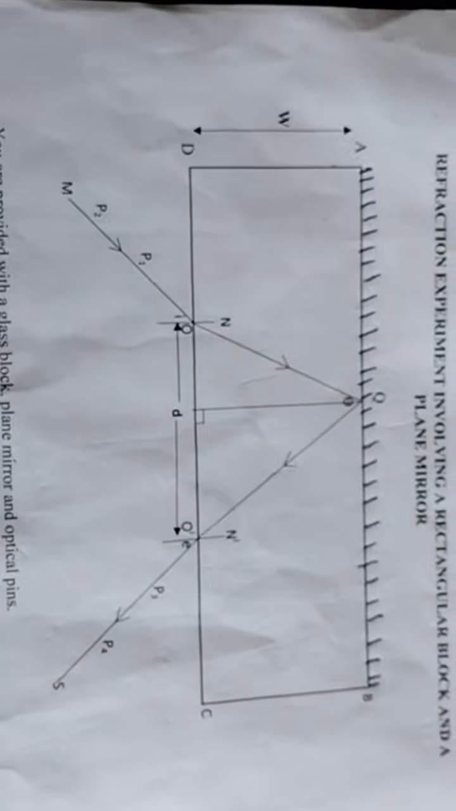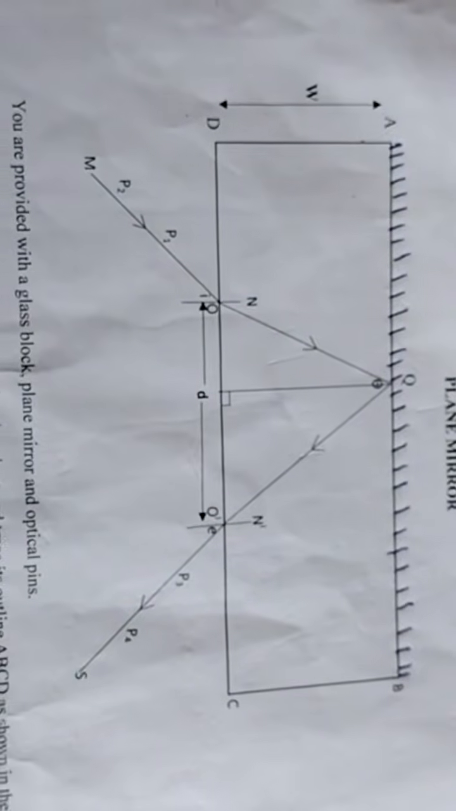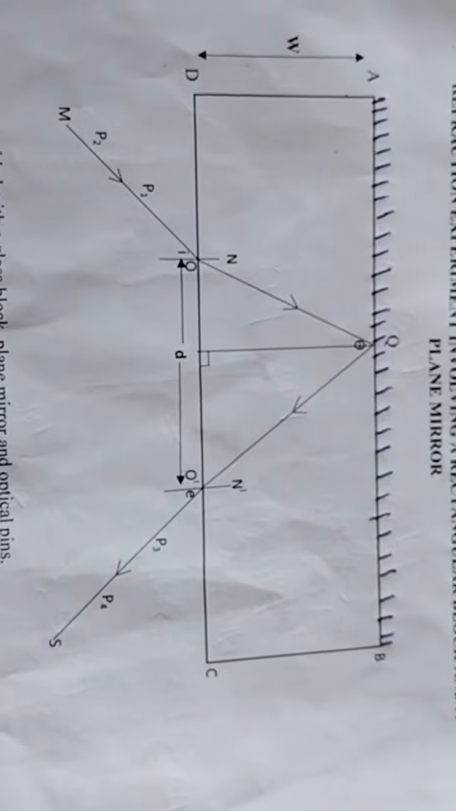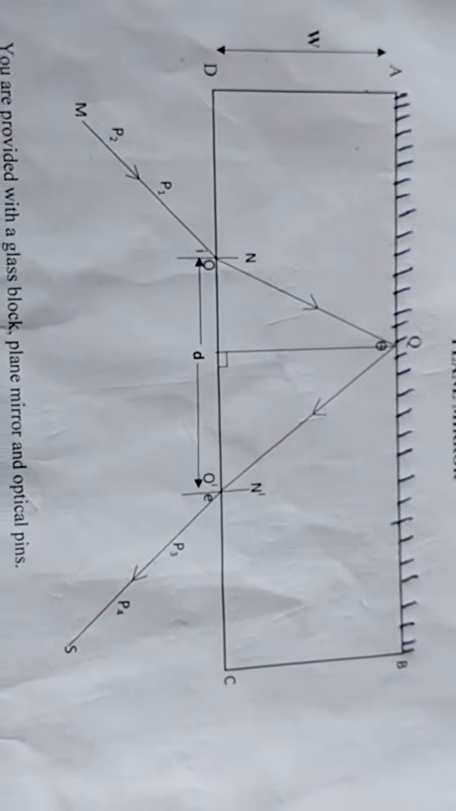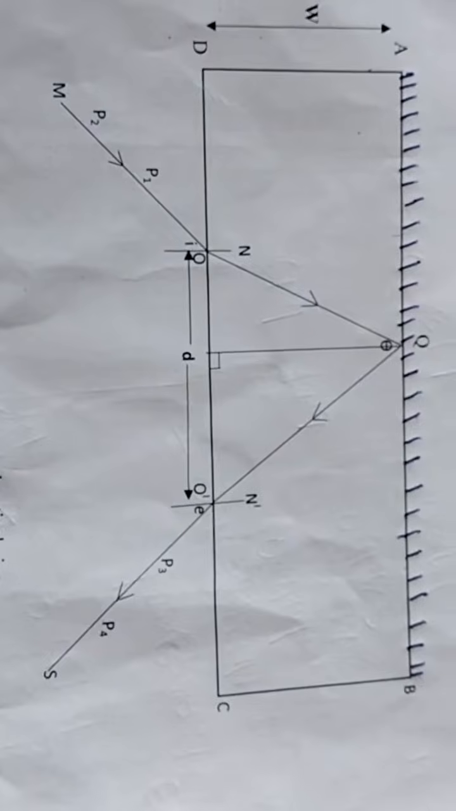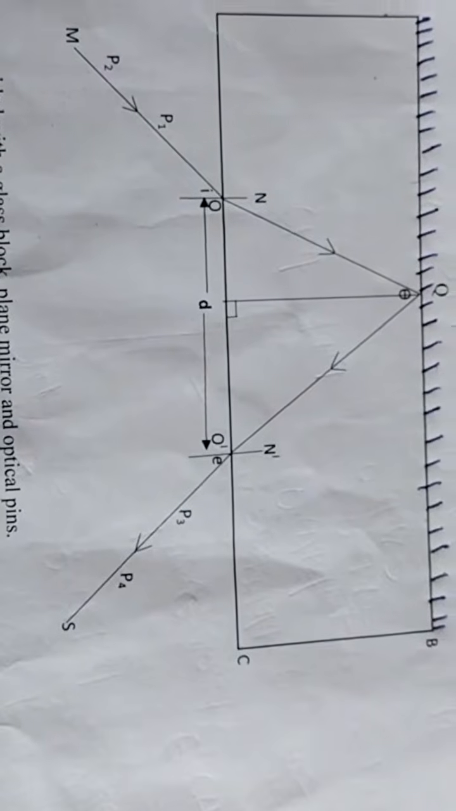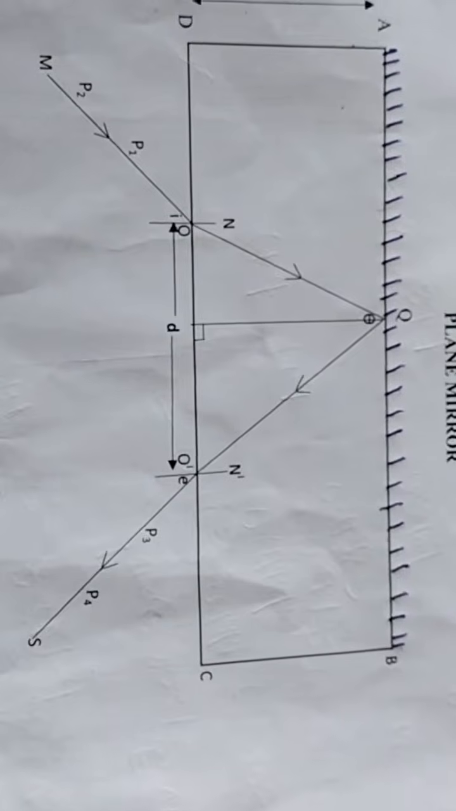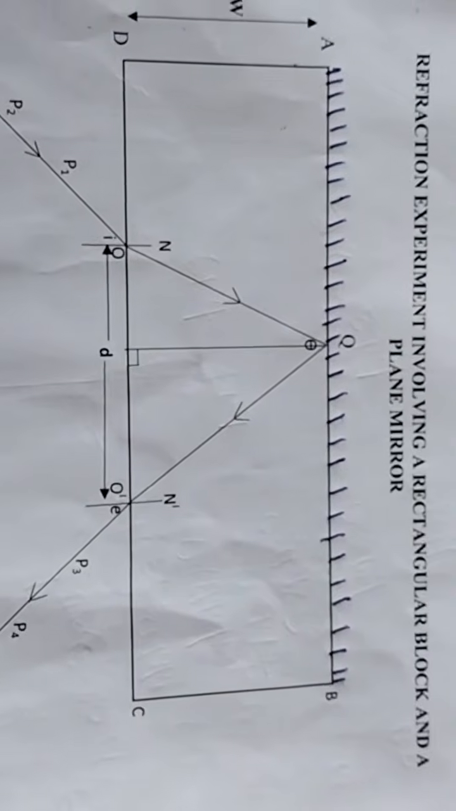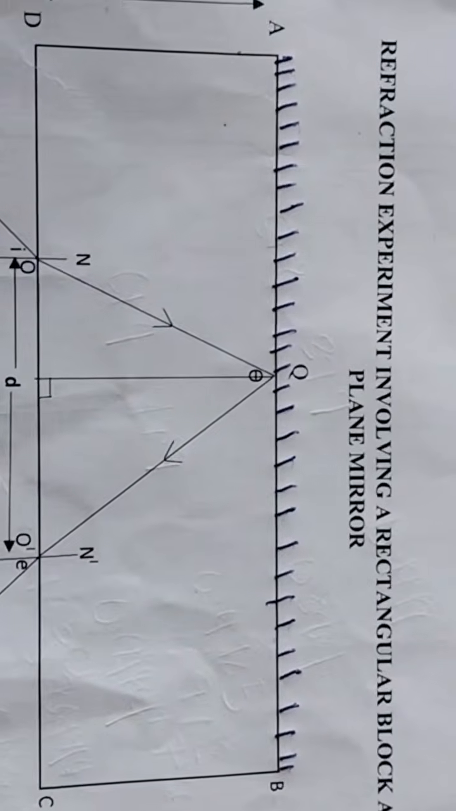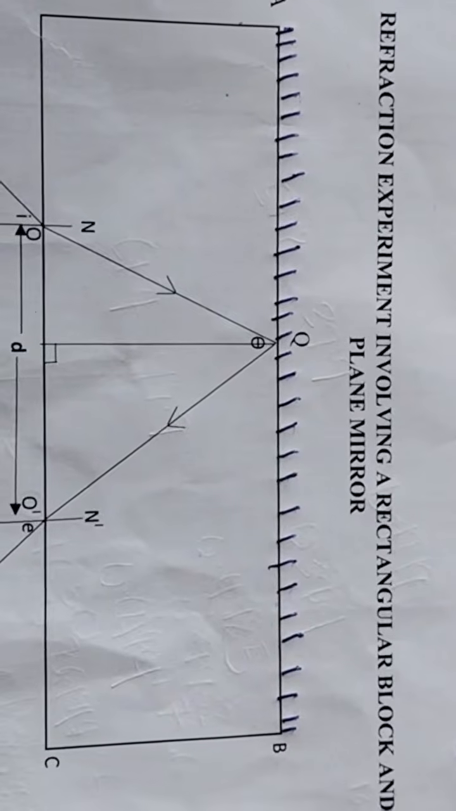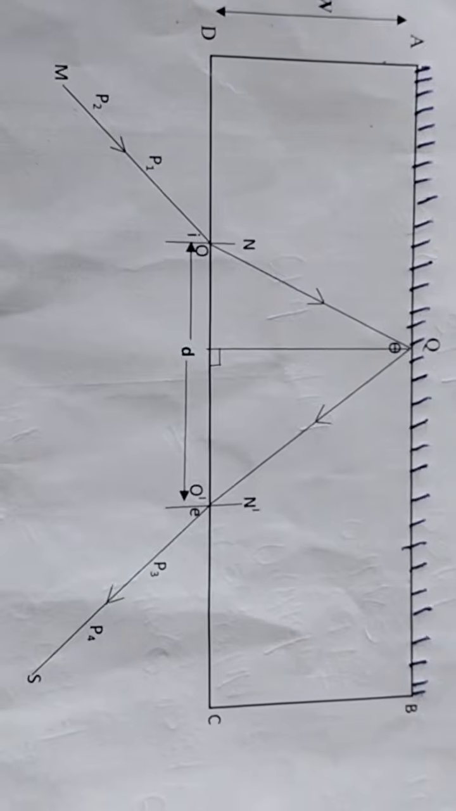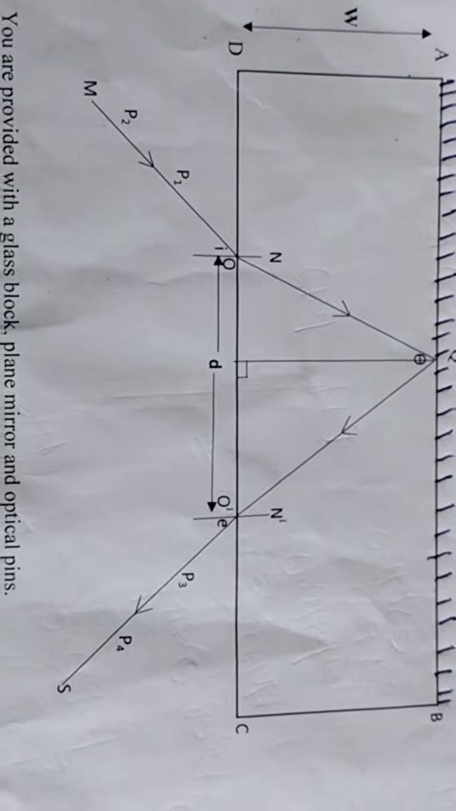So let's look at the rectangular prism. You have the outline A, B, C, D. They have two normals drawn on it, ON and O prime N prime. You see the lines are extended to make an angle theta below the face AB. The distance between the two normals is small letter d.